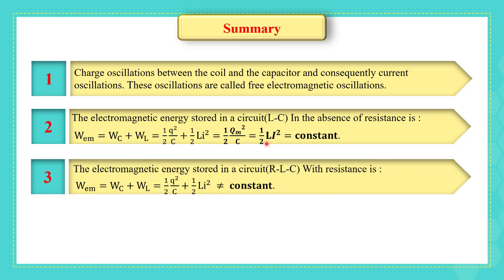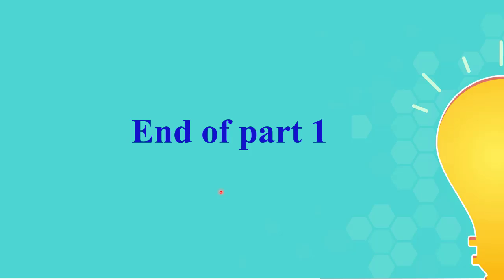The electromagnetic energy stored in the RLC circuit in the existence of resistance R is equal to half Q squared over C plus half L i squared, but it is not constant. This is the end of part 1.